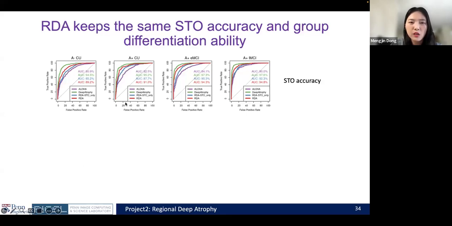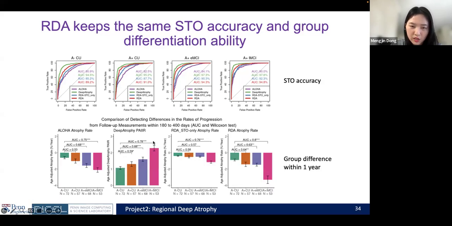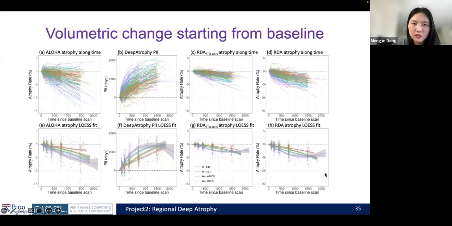And for the second project, we add RDA with STO only, like the first loss, and the full RDA model. And we found that RDA, which is regional deep atrophy, keeps the same scan temporal accuracy and group differentiation ability. So in this plot, we calculated the AUC of two groups, and we found that with RDA, it has the highest AUC, and it's also more significant compared to other models for clinical sensitivity analysis.